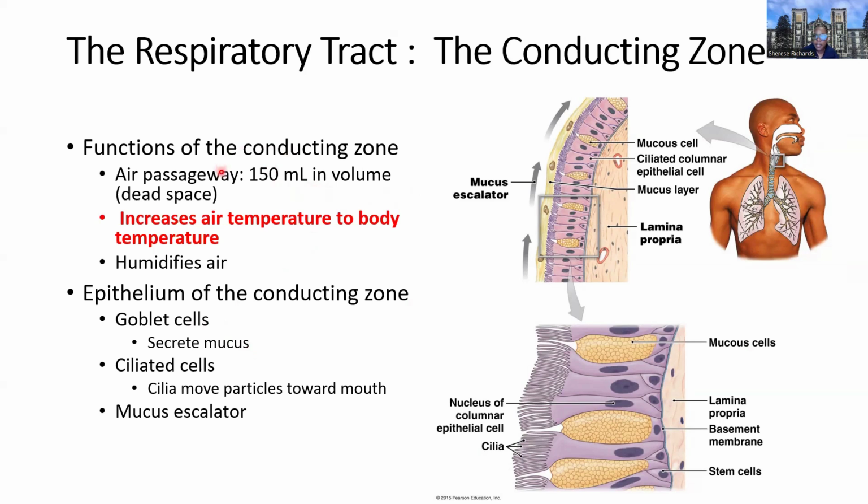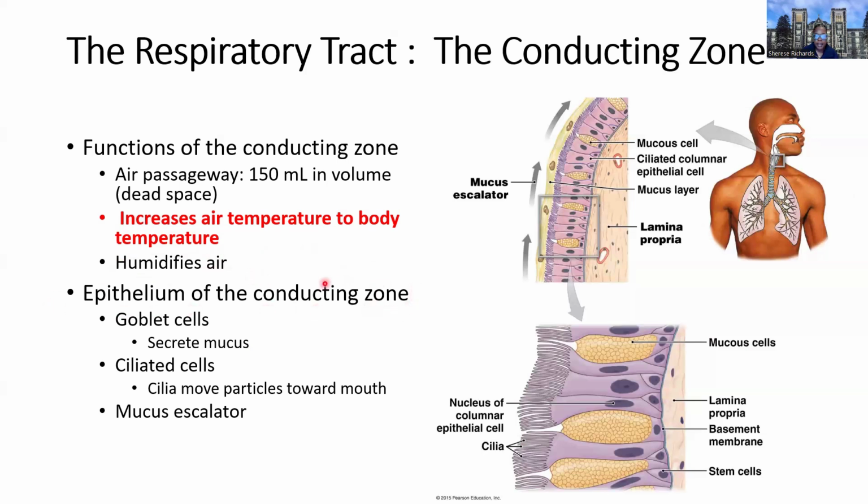The role of this zone is to warm the air, increasing the temperature to adjust to the body temperature, especially if you're in cold environments or you're in air that's really cold. You want to warm that up and kind of bring that to your body temperature. And that is a part of what happens in this zone. It also humidifies the air, so adds some moisture, which is important, and then also traps any pathogens.